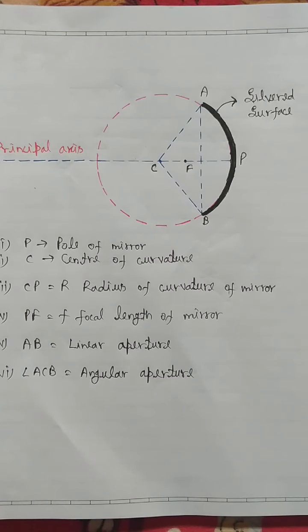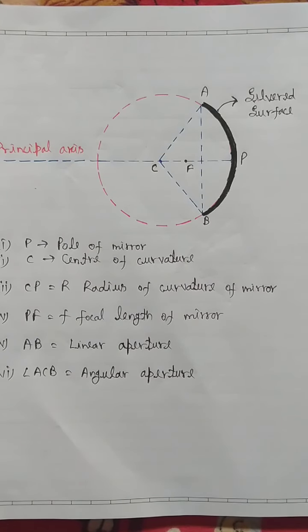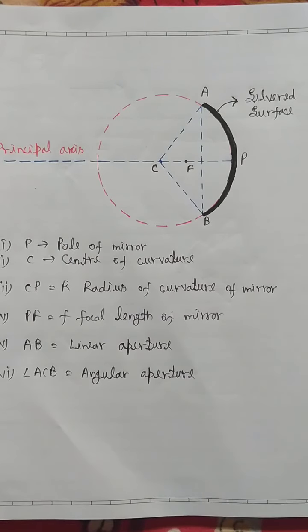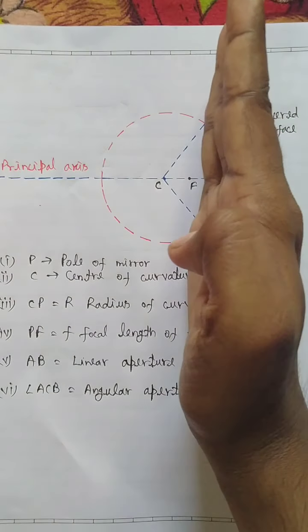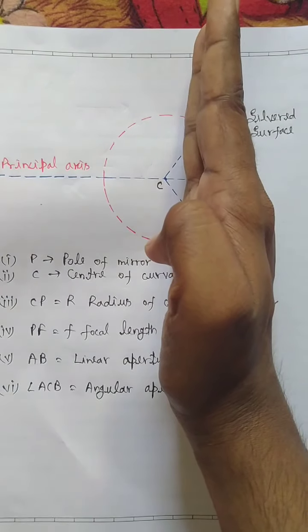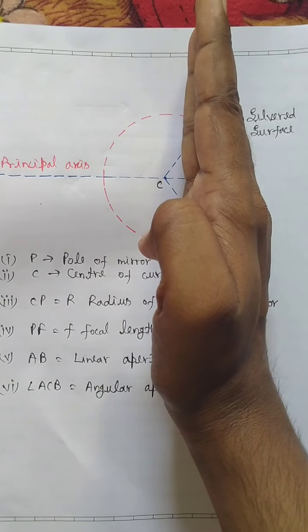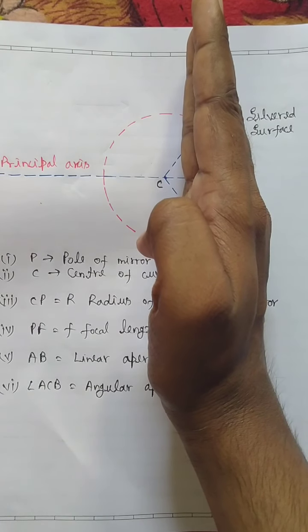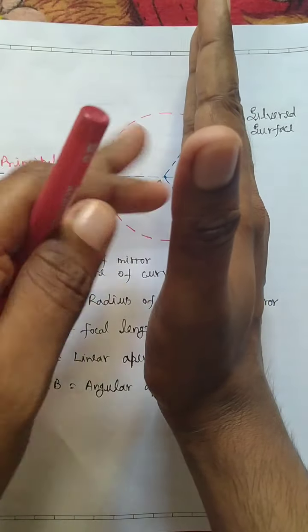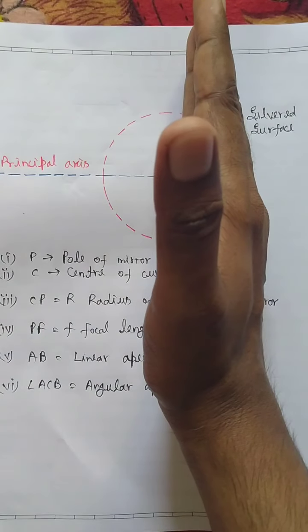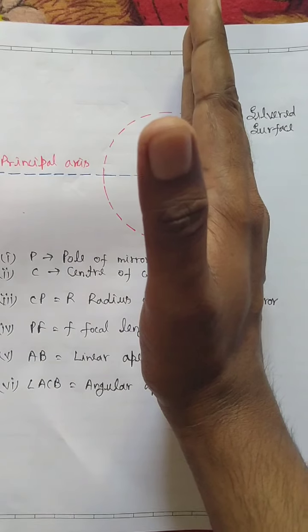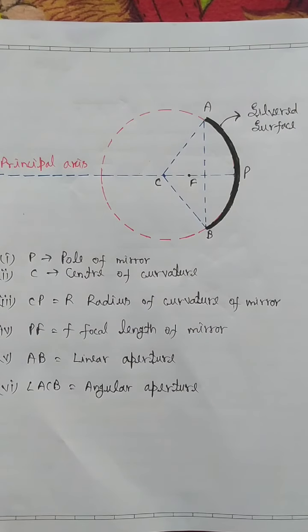Now next important, focal plane. Focal plane is the vertical plane passing through the principal focus and perpendicular to the principal axis. That means the plane will be just like this, passing through the principal focus and perpendicular, that is, at a 90-degree angle to the principal axis. This is called the focal plane.